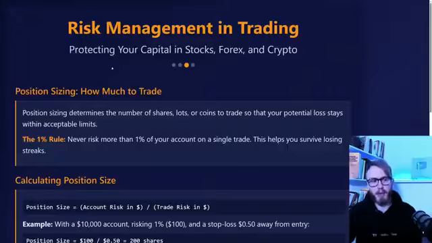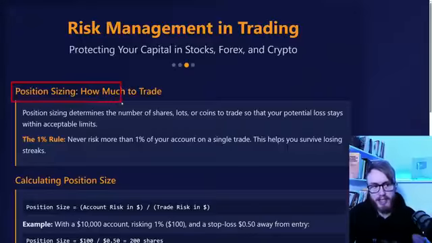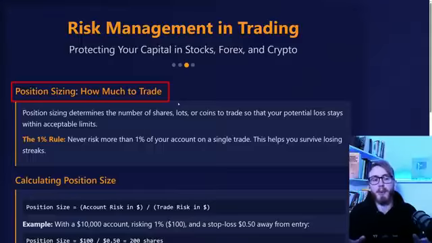But alright, so now let's switch the attention to position sizing. This right here is very important because this determines how much you should trade, how much capital you should use.